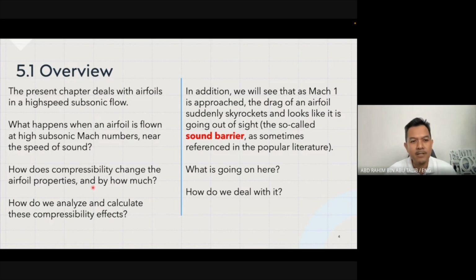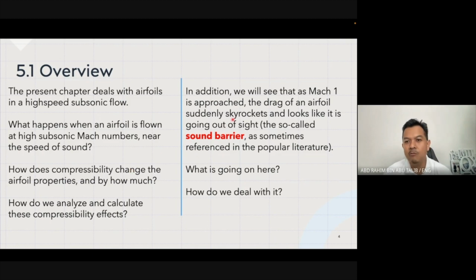Basically, the present chapter number 5 deals with airfoils in high-speed subsonic flow. What happens when an airfoil is flown at high subsonic Mach numbers, especially near the speed of sound, and how does compressibility change the airfoil properties and by how much? At the same time, we want to know how we analyze and calculate these compressibility effects, right? Among others, those questions will be answered in our session today.